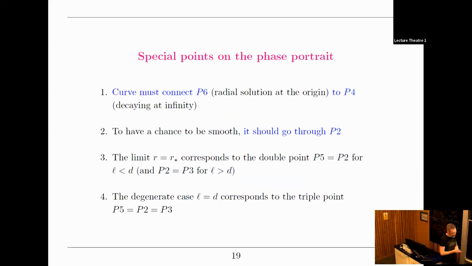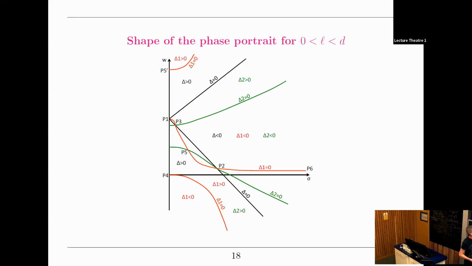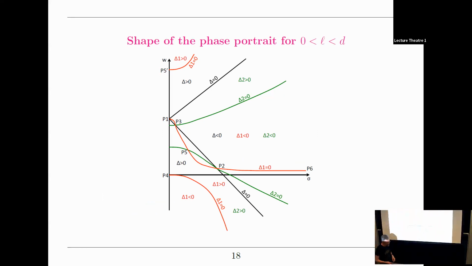And finally, what is this degenerate case L equals D? The degenerate case corresponds to the triple point. So this is the case which is excluded by the analysis. We cannot deal with the very degenerate case where all three points crunch, in other words, where P3 is equal to P5 is equal to P2. That's L equals D. The case we are not able to deal with.